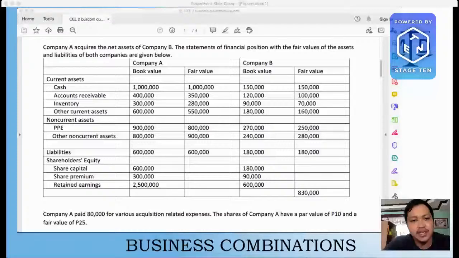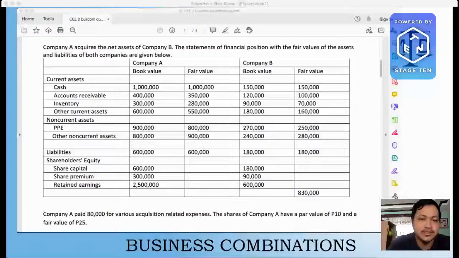Again, what's the most common question for business combination? It is to solve for goodwill or gain on acquisition from the transaction. And what are the two things you need to solve for goodwill or gain? You only need to determine the consideration and the fair value. Will most problems give you directly the consideration? The answer is yes. Okay.